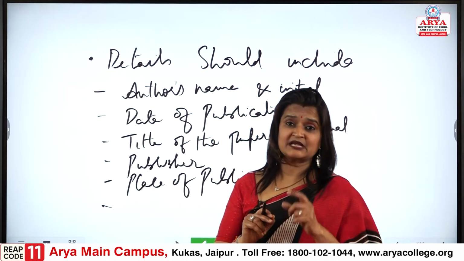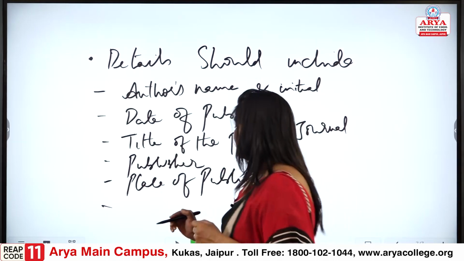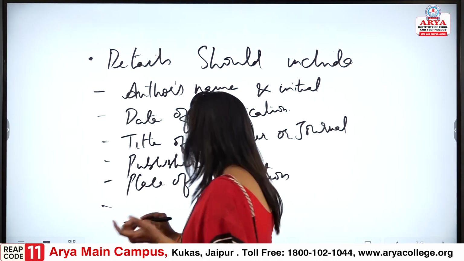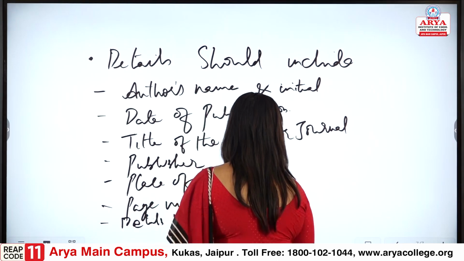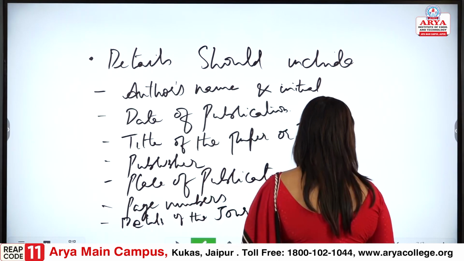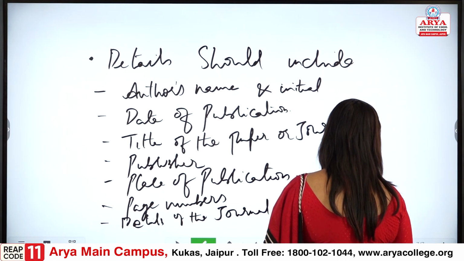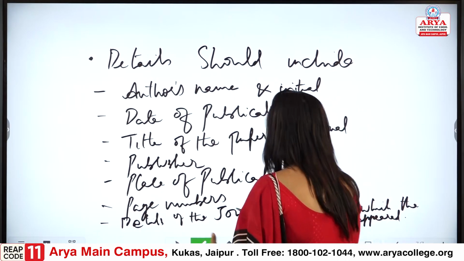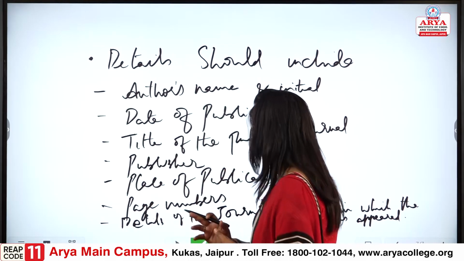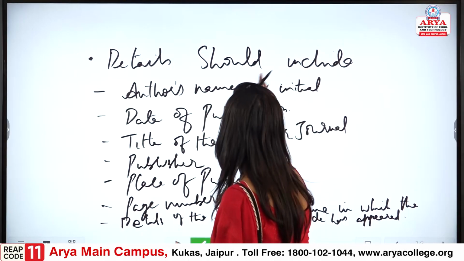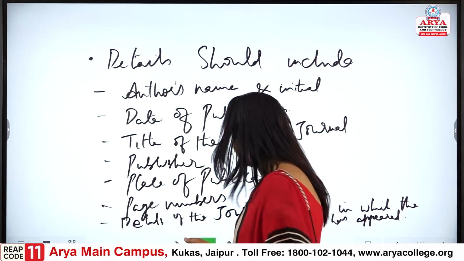Page numbers, again the page numbers we can go into digital form, and the details of the journal, the volume in which the article is published or has appeared. Fine. So these are the details which should be included.